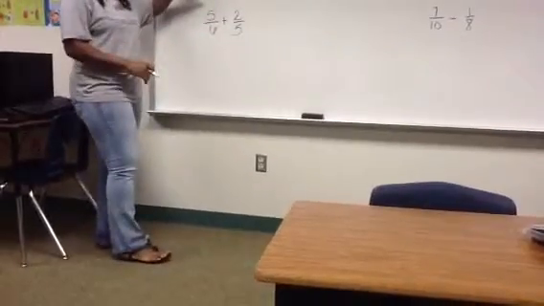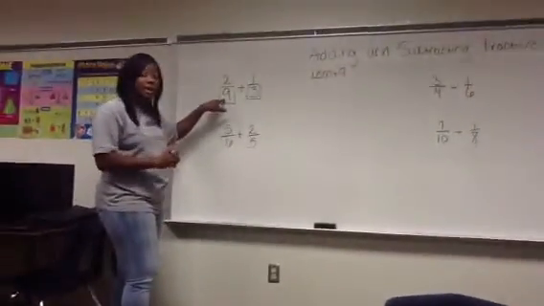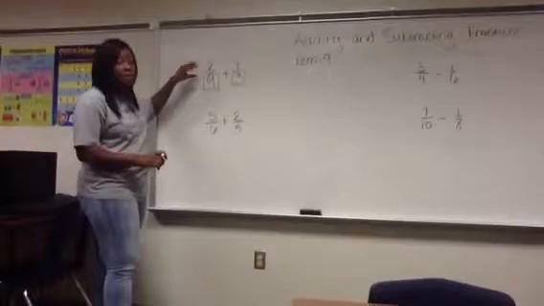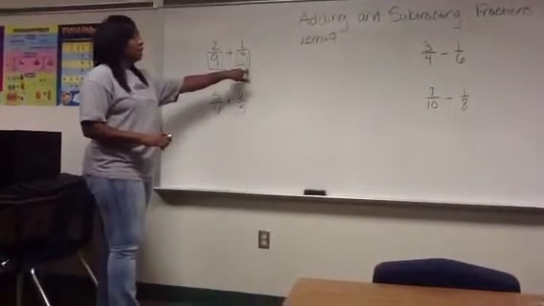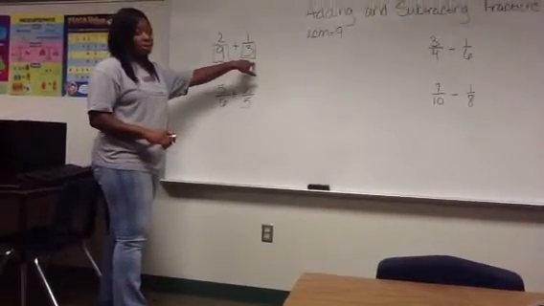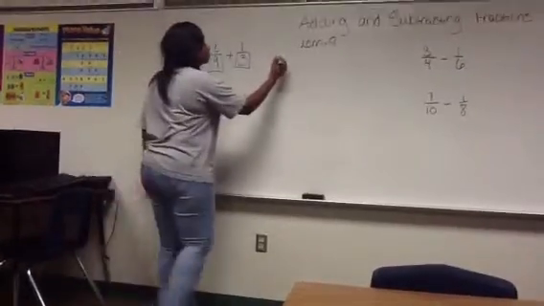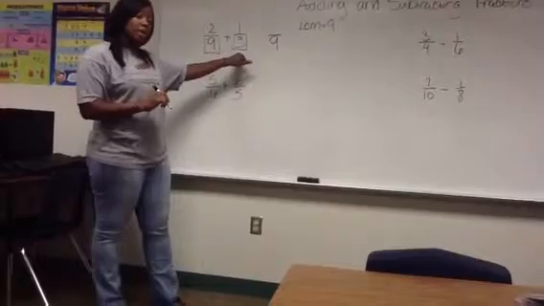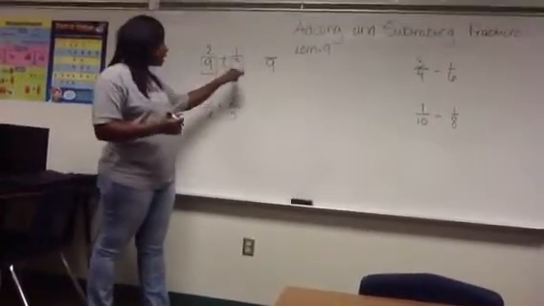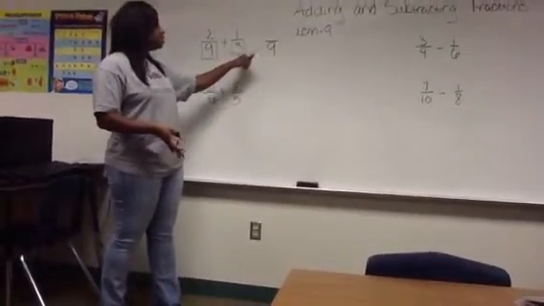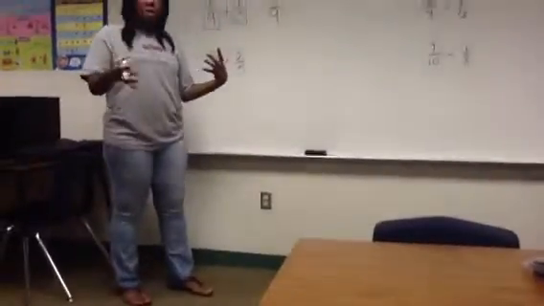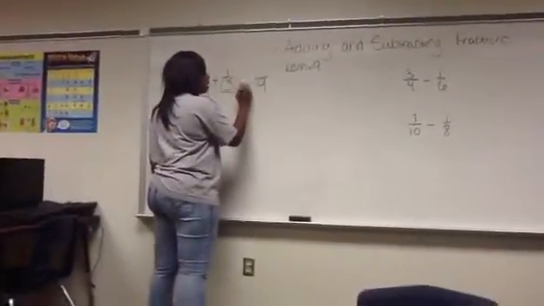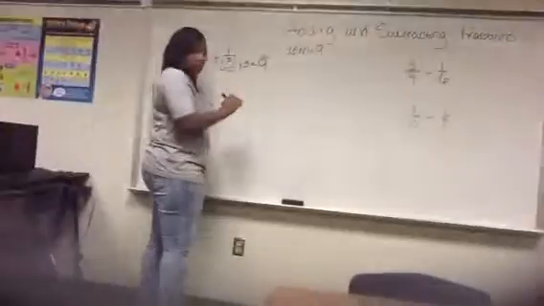Here, 2/9, my denominator is already 9. So I don't have to do anything to this fraction. But here, my denominator is not 9. I need to change it. Right now it's 3. I want it to be 9. What could I do to the 3 to make it become a 9? I know you're thinking, multiply by 3, and you're correct.